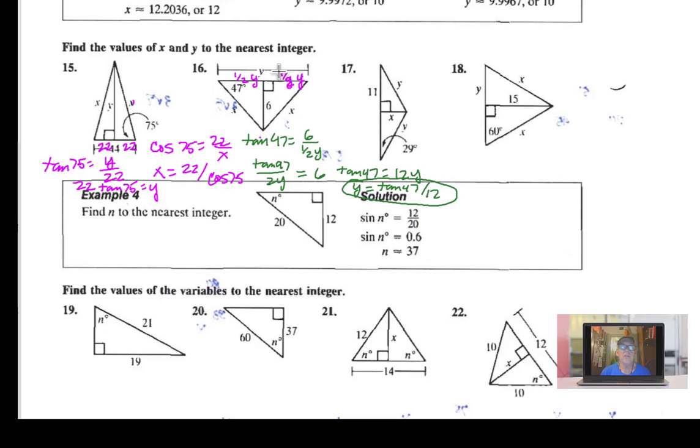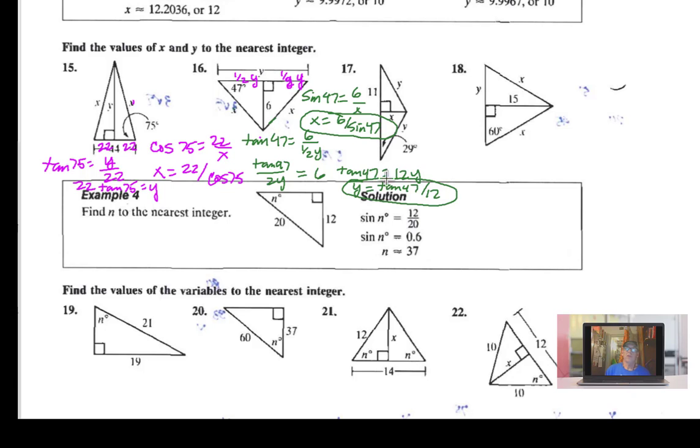Now to find out what x is in this one, x is a hypotenuse. So using 47, we have an opposite with hypotenuse that we need to deal with. So that's going to be a sine problem. So that's going to be sine 47 equals 6 over x. And ultimately, x is going to be 6 divided by sine 47. That's how we would find number 16.